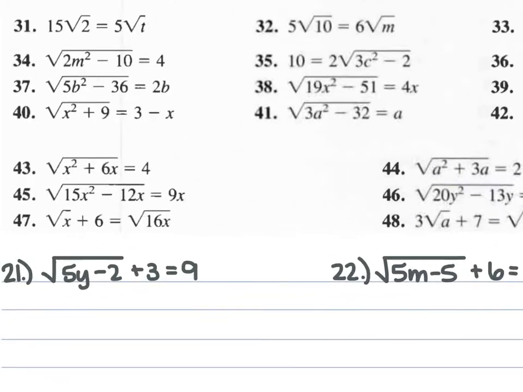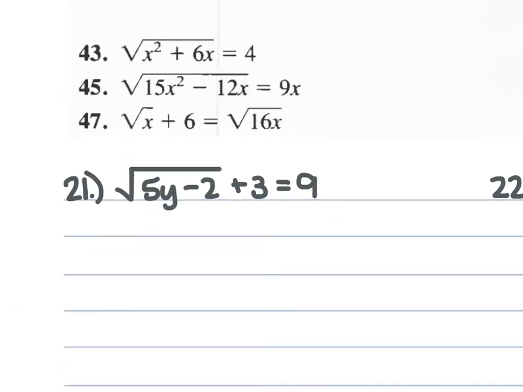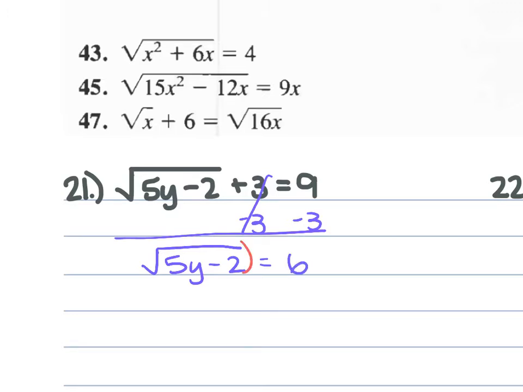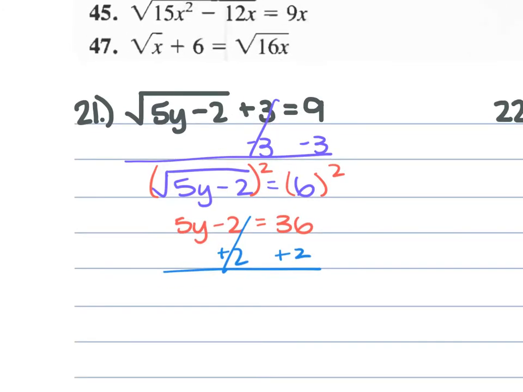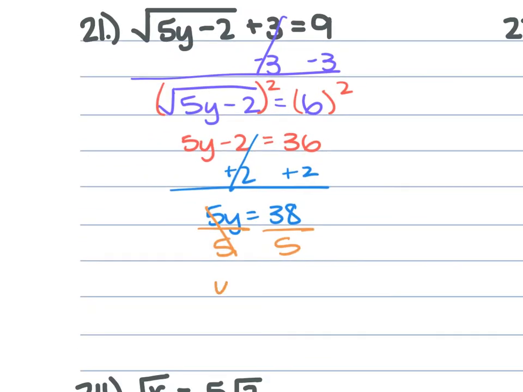For 21, again, we're going to isolate that radical, so we are going to subtract the 3 from each side. We have the square root of 5y minus 2 is equal to 6. Then we take each side and we square it. So it's going to become 5y minus 2 is equal to 36. We add the 2 to both sides to get 5y is equal to 38. And then we divide each side by 5 to get that y is equal to 38 over 5.